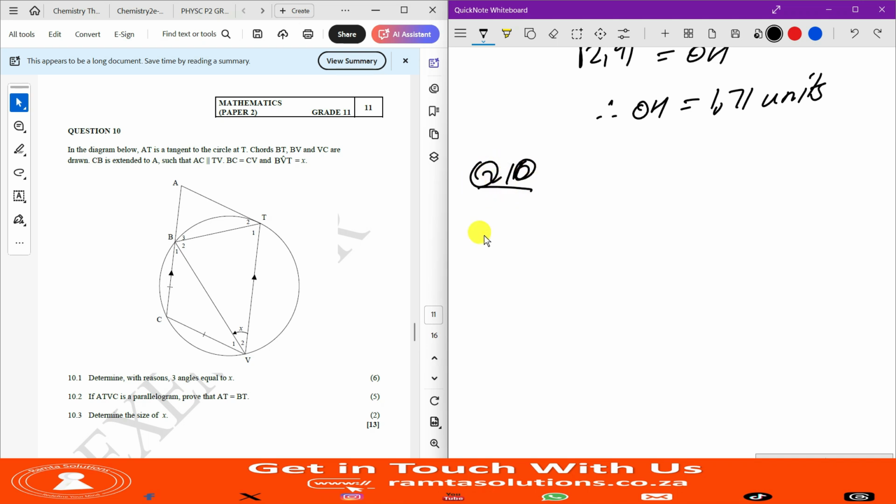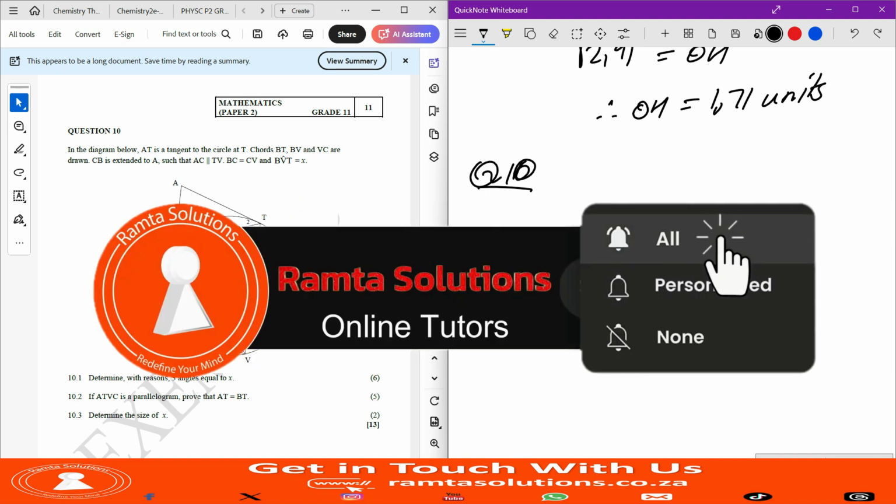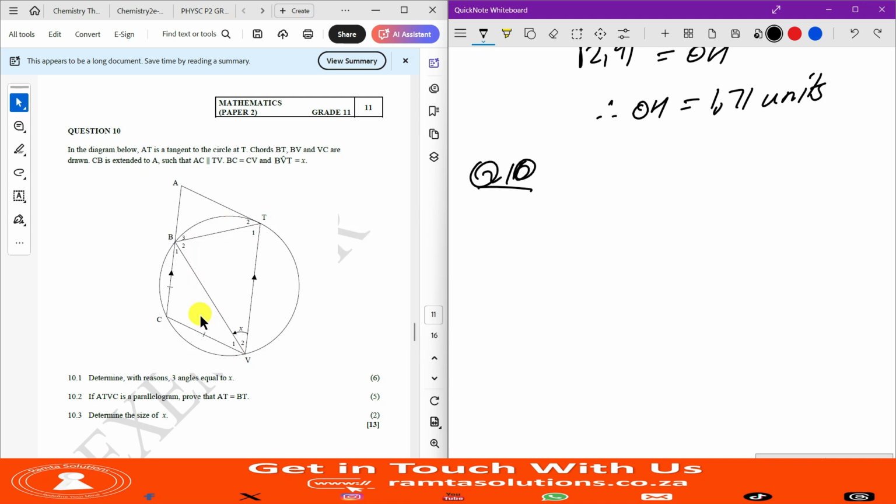Question 10. In the diagram below, AT is a tangent. I hope you guys noted that. AT is a tangent at T. Chords BT, BV, and VC are drawn. CB is extended to A, such that AC is parallel to TV. Then BC is equal to CV. And then angle BVT is equal to X.